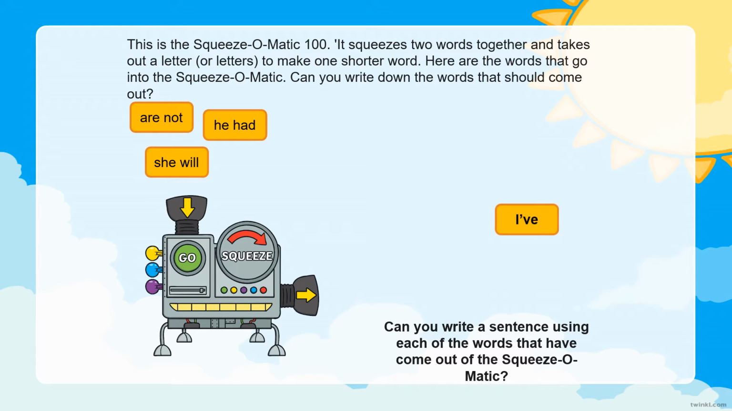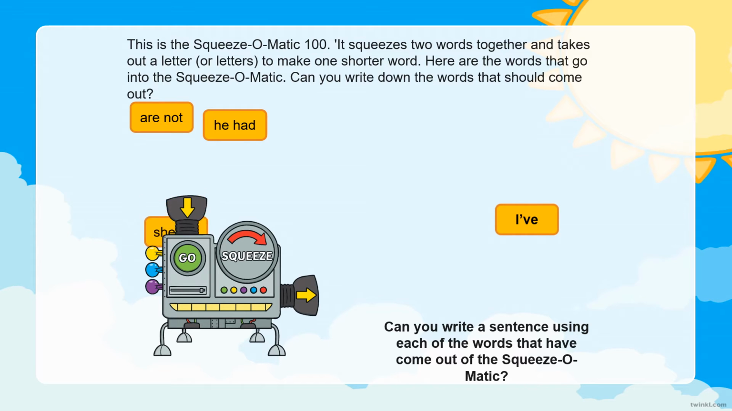But you'll notice that it's come out with this apostrophe, and this apostrophe shows where the missing letters have been. So I have becomes I've, so the apostrophe shows where the H and A have been replaced, where those missing letters are. Let's show you with another one.